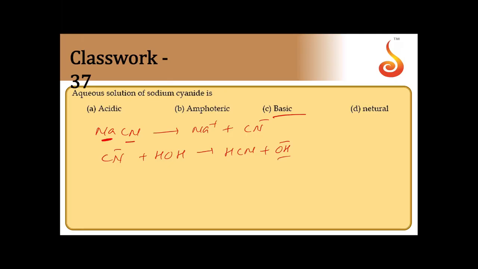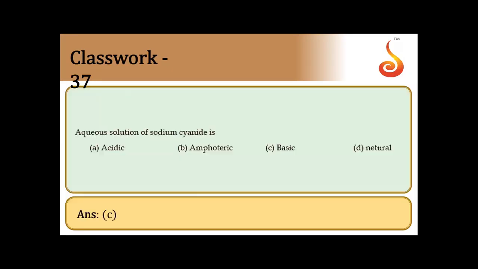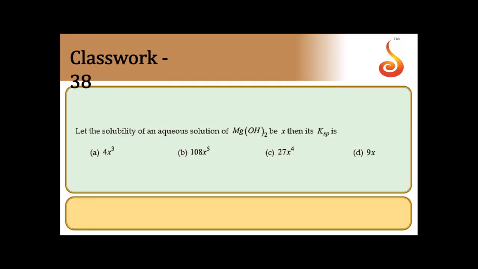So it's a salt of a strong base and a weaker acid. Salt of a strong base, you can identify in that way. It is basic in nature. But actually the ion undergoing hydrolysis is the CN- ion, meaning we have anionic hydrolysis. So basic in nature. The answer is option C.